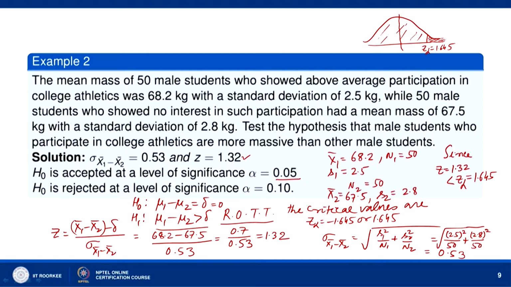So, Z is equal to 1.32, and 1.32 lies here. 1.32 is less than Z alpha, therefore H naught is accepted.